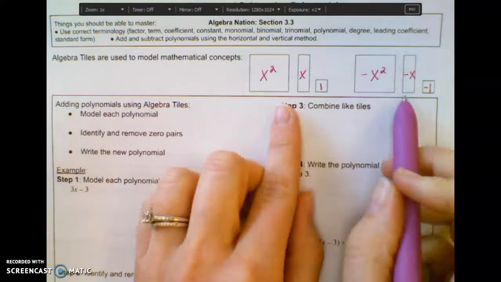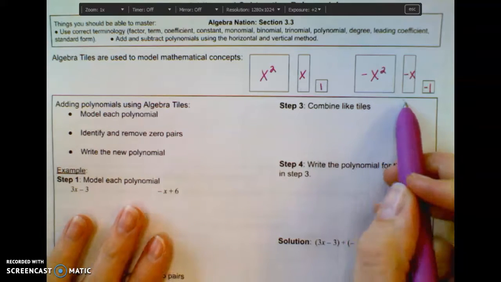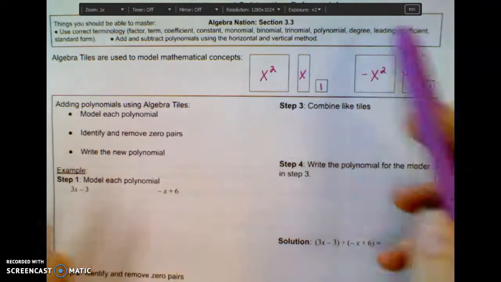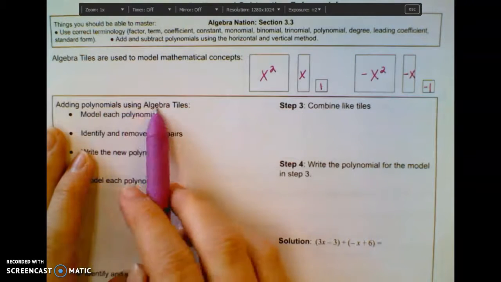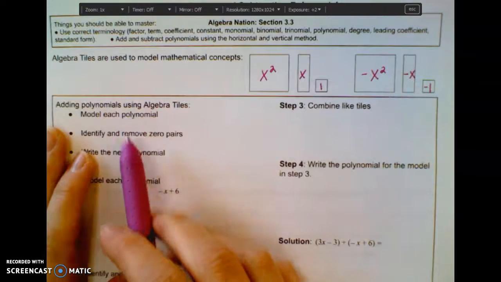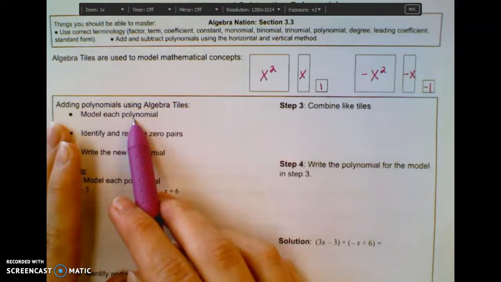So we just use these to model adding and subtracting of polynomials sometimes because it just gives us a visual representation of what's happening. So let's try it with an example. We're going to add the polynomials using algebra tiles. To do that, we have 3 steps.